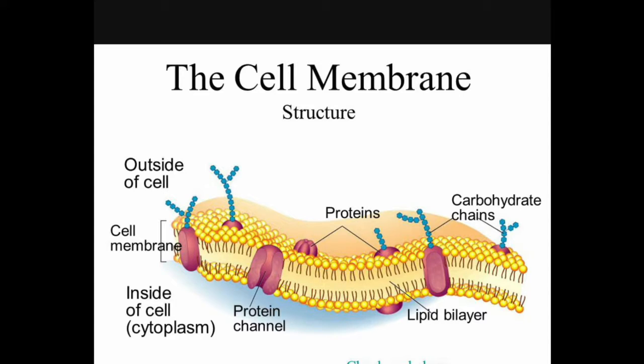Lastly, we have carbohydrate side chains that branch out from the surface of the cell membrane. Their job is to recognize other cells and communicate with chemical messengers such as hormones and neurotransmitters.